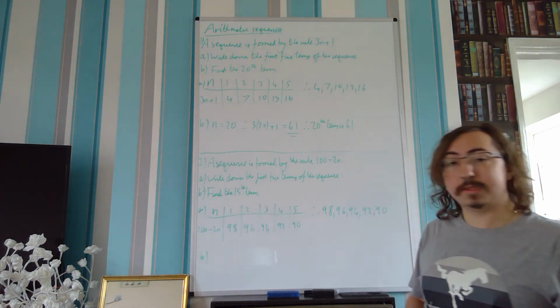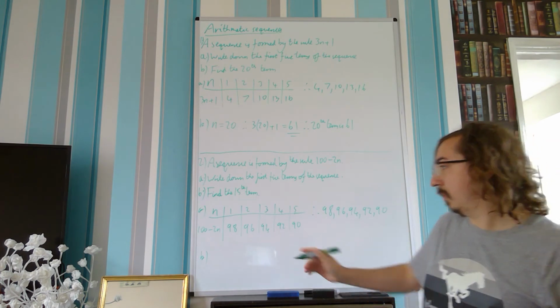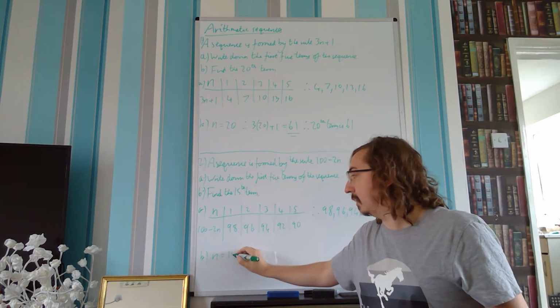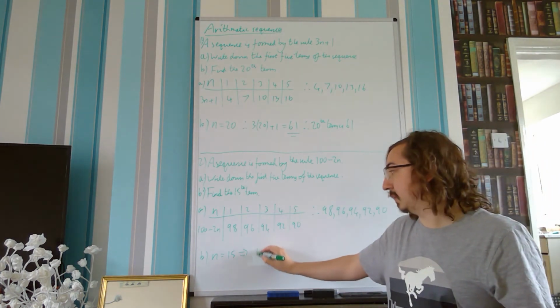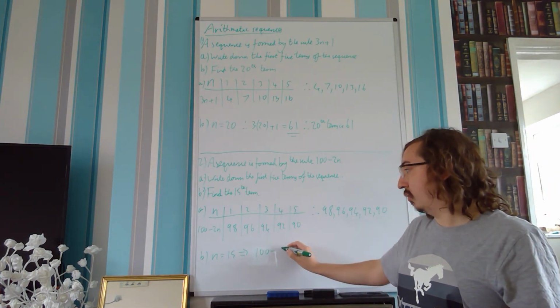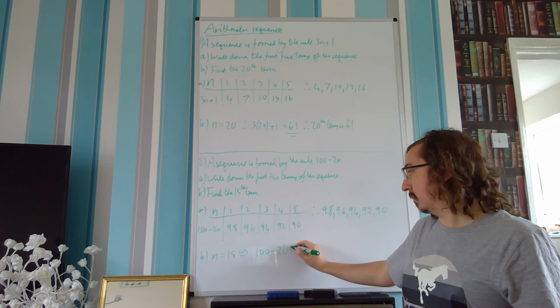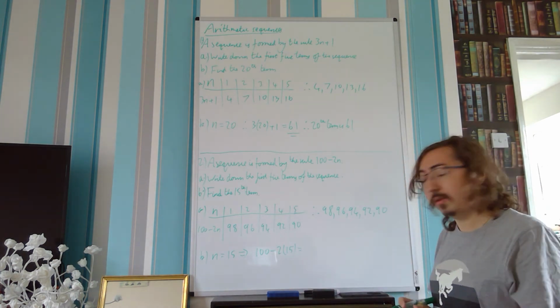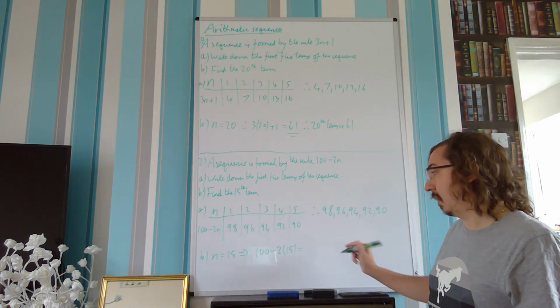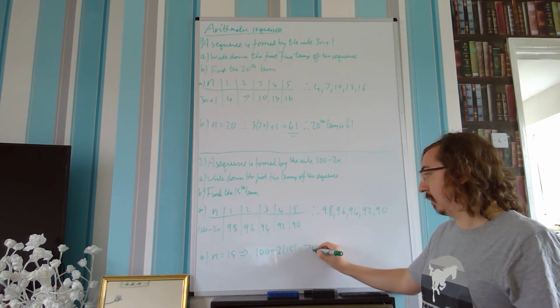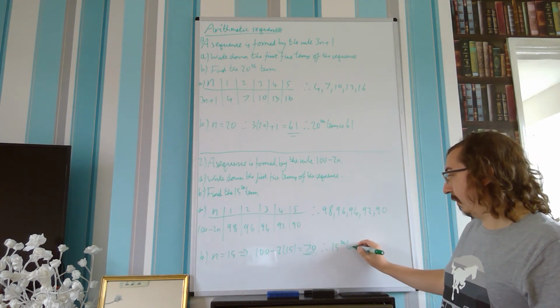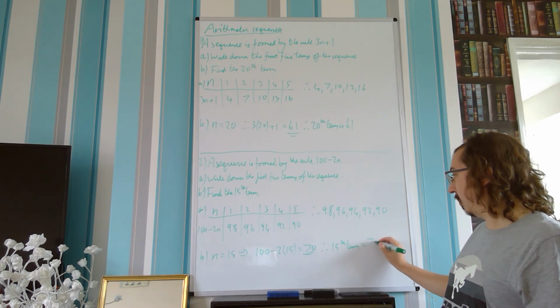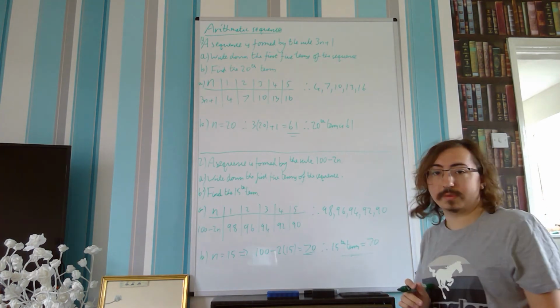For part B, this time we want the 15th term. So we're looking when n is equal to 15, and we just need to substitute it into our sequence. So we have 100 minus 2 times 15. 2 times 15 is 30, and 100 minus 30 is equal to 70. So therefore the 15th term is equal to 70.